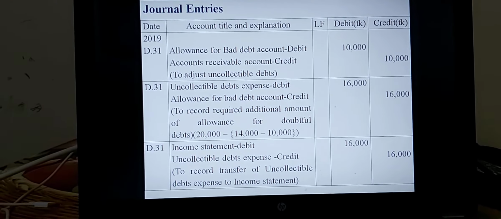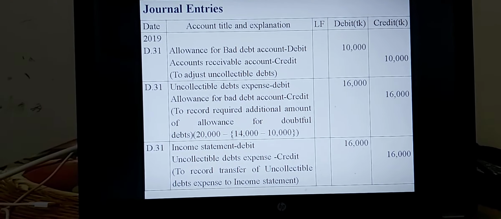Second journal, uncollectible debt expense or bad debt expense debit, allowance for bad debt account or provision for bad debt account credit. To record the required additional amount of allowance for doubtful debt, that is 20,000 minus 14,000 minus 10,000, that is the amount of 16,000. The second journal is for additional allowance of bad debt, so 16,000 is the additional allowance.